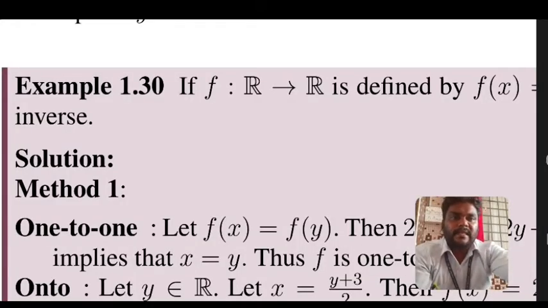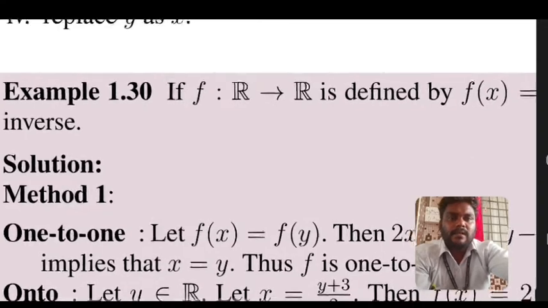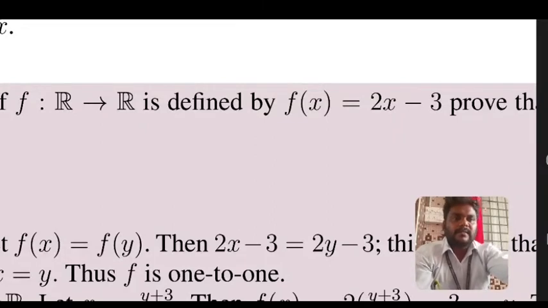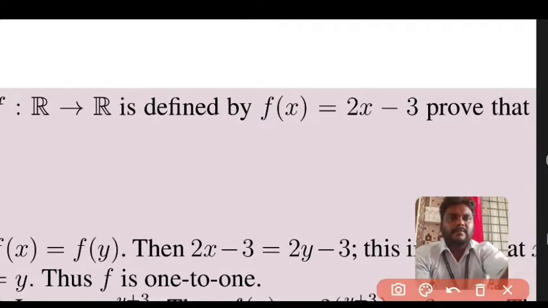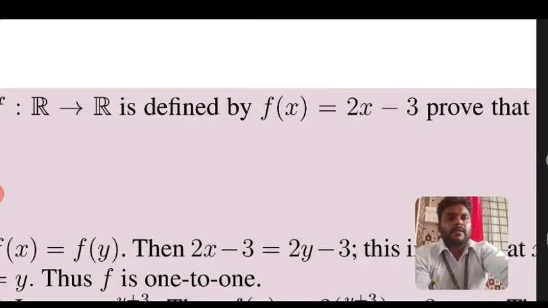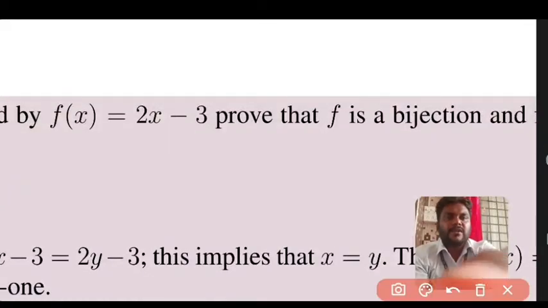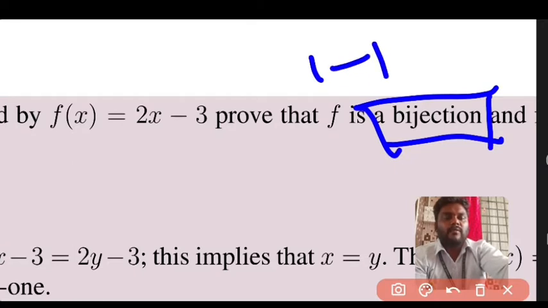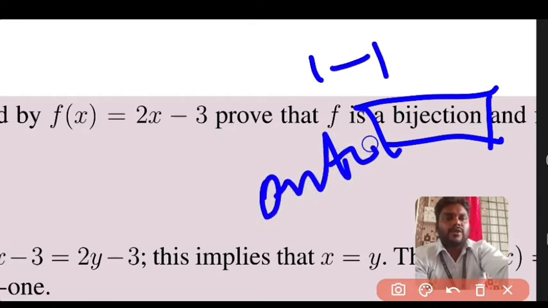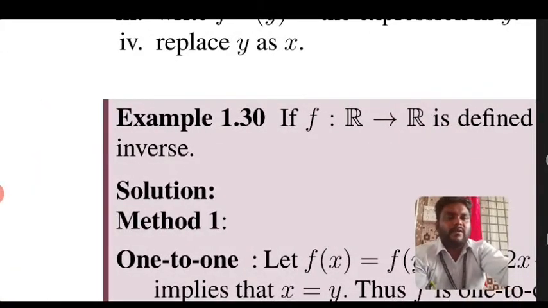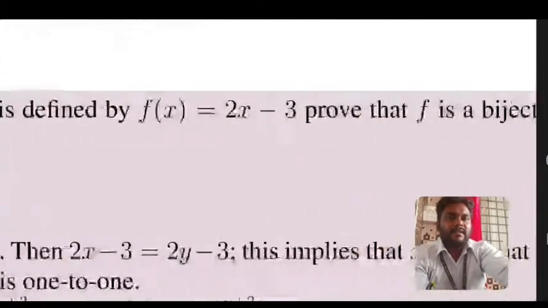Example 1.30. It's a very important sum. If f from R to R is defined by f of x equal to 2x minus 3, prove that f is a bijection function. Bijection means one-one and onto function. Next, the inverse. So we are going to find out f inverse.